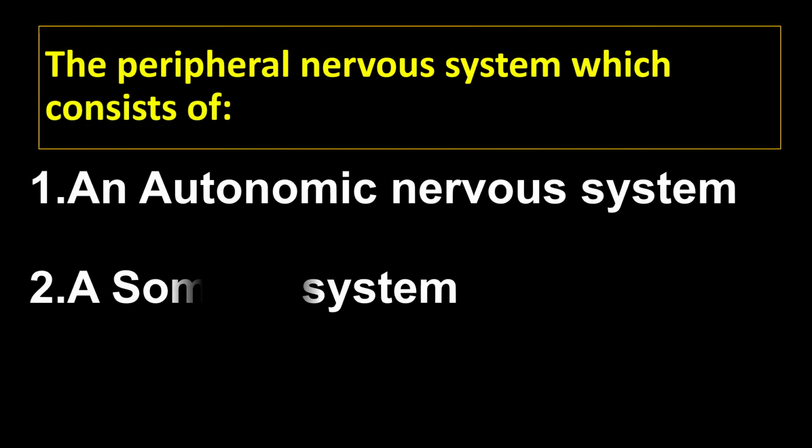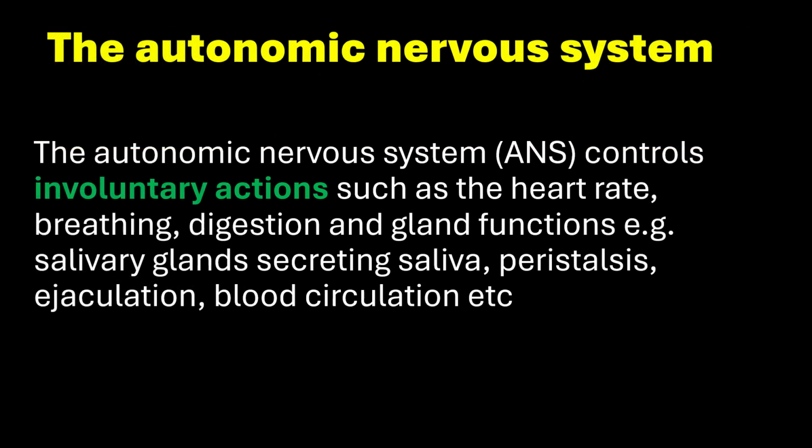Then we go on to the peripheral nervous system. It consists of 2 subsystems. We have the autonomic nervous system, and then we have the somatic nervous system. Then we need to define what the autonomic nervous system is. The autonomic nervous system controls involuntary actions. Those are actions that are not under our will, not under our control, not under our consciousness. Examples: heart rate, breathing, digestion, gland functions such as salivary glands secreting saliva, peristalsis, ejaculation, blood circulation. These processes are part of our body's physiology, but we do not control them. There are things we control and there are things we don't control even within the same body that we have.